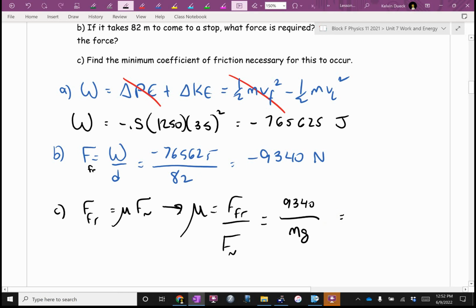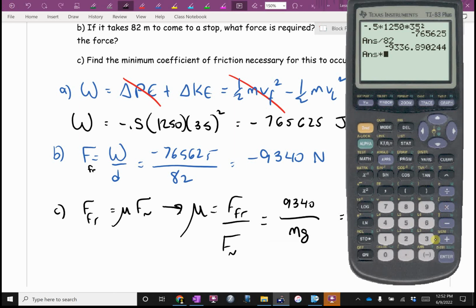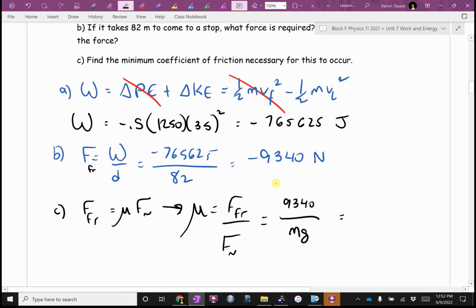I'm going to be brave and go straight to my calculator. So I'm going to multiply by negative 1 to get rid of the negative. And then it's going to be answer button divided by bracket 1250 times 9.8. And I get 0.762. Units for coefficient of friction. Oh, it has none. It's the weird one. Oh yeah, that makes sense. It would be newtons divided by newtons. The newtons would cancel.